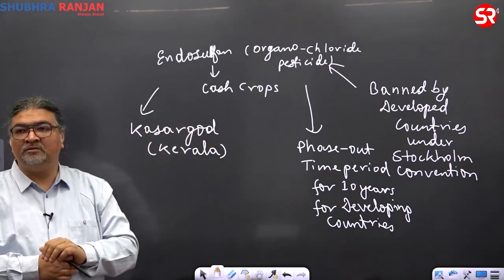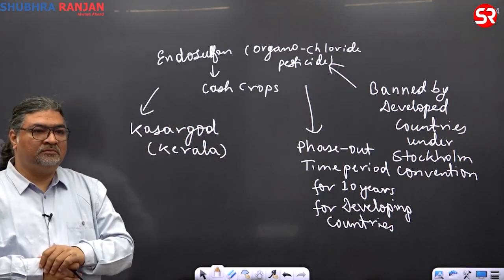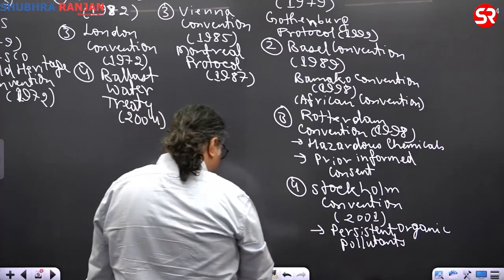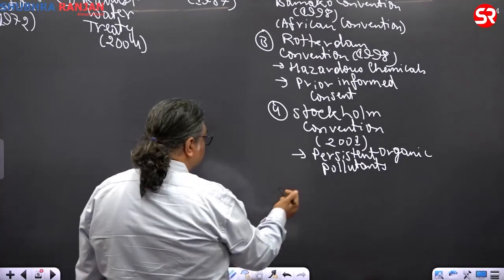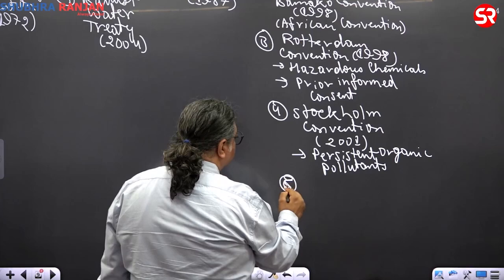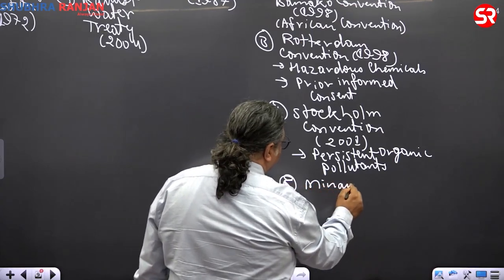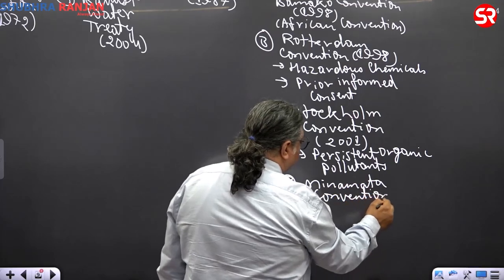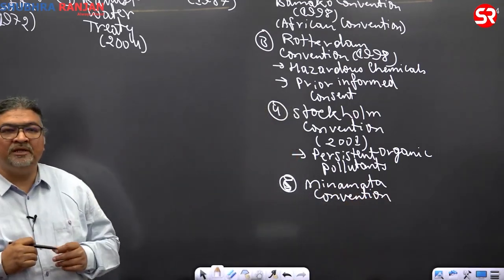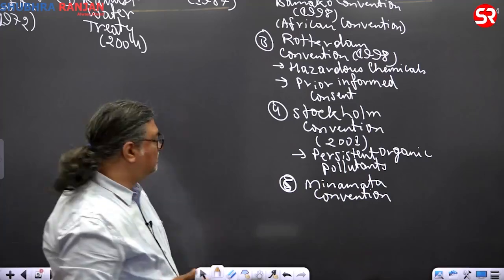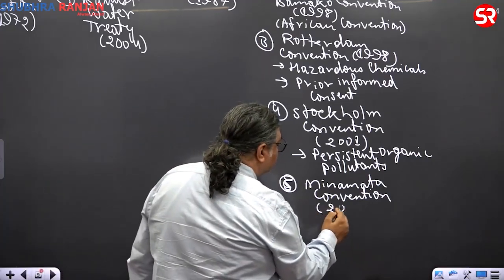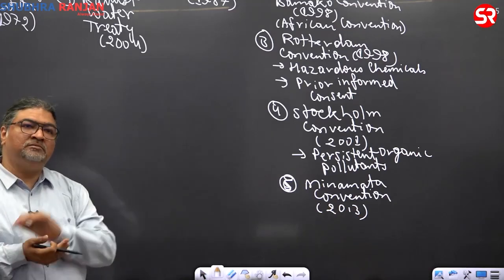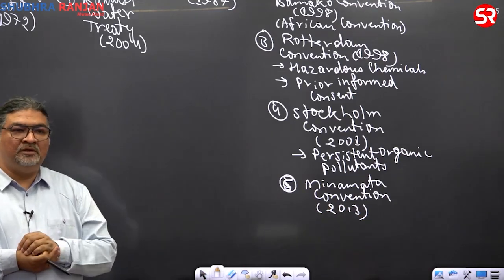Now what I am coming to here is the Minamata Convention. You can write in that flow chart here, the fifth one, Minamata Convention. From the name you can figure out where Minamata comes from. You are all aware, you have read it: Japan, Minamata Bay. And what exactly happened in Minamata? The convention is 2013. If you look at the list of conventions, this is the new one, the latest one, 2013. And why has it become important?